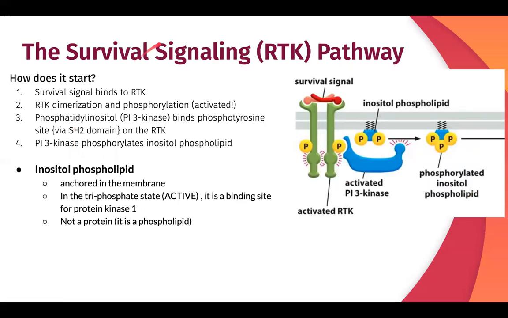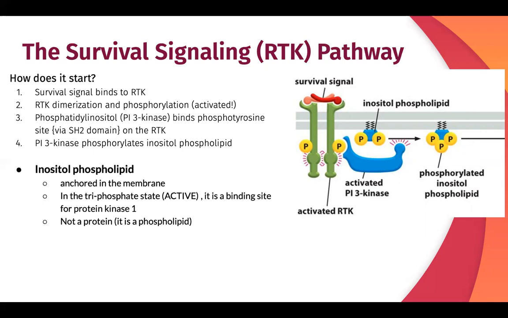So survival signaling again starts with RTK. The survival signal binds to the RTK, and once again, it dimerizes. It does the same thing, and then cross-phosphorylates. And in this case, we have a PI3K, which I'm not going to try to say, but it's a kinase, come and bind the phosphotyrosine site, which means this also has an SH2 domain, because remember, the SH2 domain is just a phosphotyrosine binding domain.